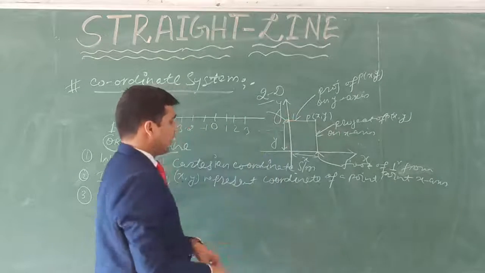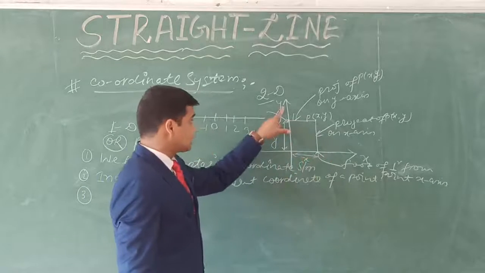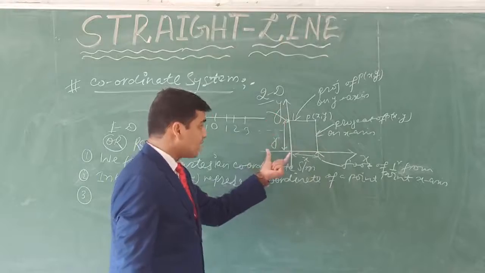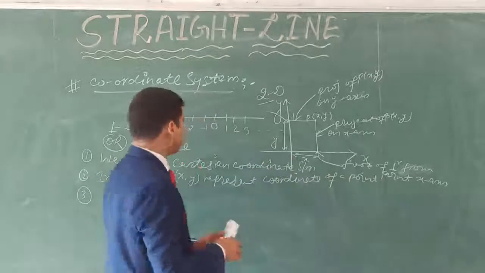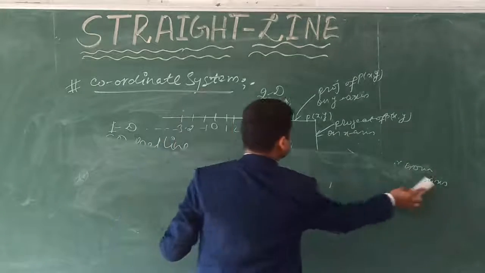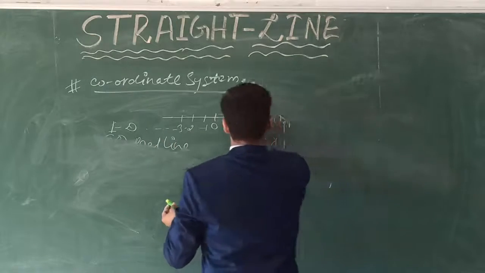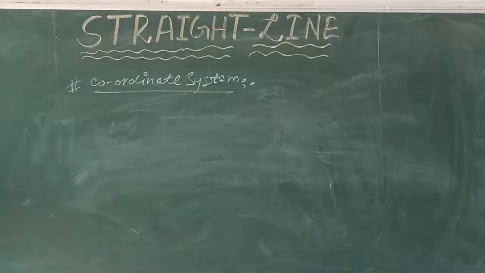Now see this here. We have two axes here, one line and this one is the second line, means x axis and y axis. That's why this is called two dimensional. Now I am going to talk about quadrants. So before quadrants, first of all I will discuss one more thing here.